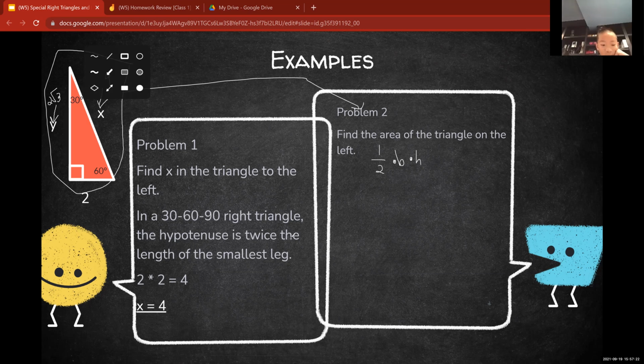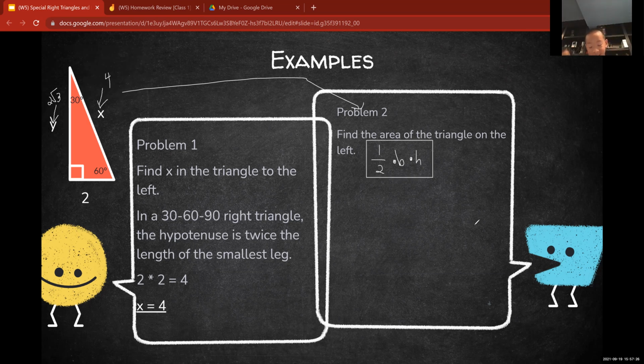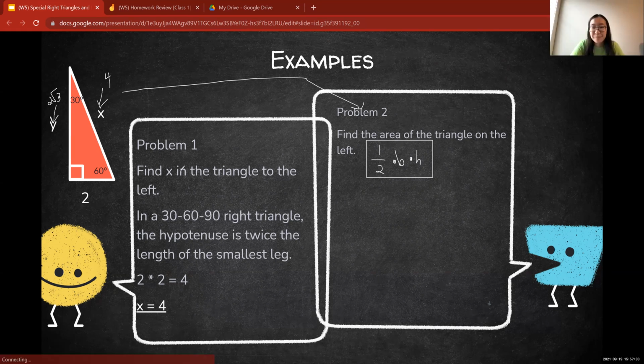I forgot how to multiply radicals by whole numbers. Okay, that's all right. We'll go ahead and explain this. I'm sure you guys got the equation then. The equation is 1/2 times 2 times 2 radical 3 equals area.